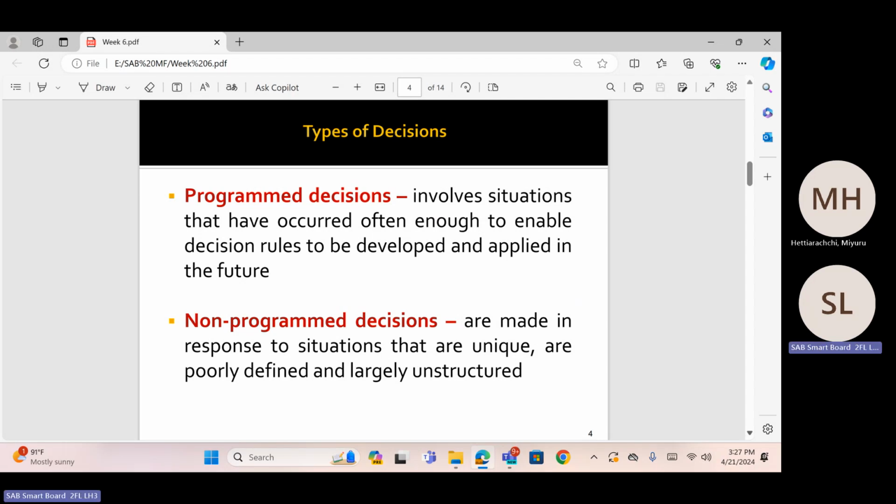Having done that, you can easily do the other one, the opposite one. So the opposite, with the unknown, right? Then similarly, we can identify some similar opposite terms for the second one, non-program decisions. Then you can easily do that.